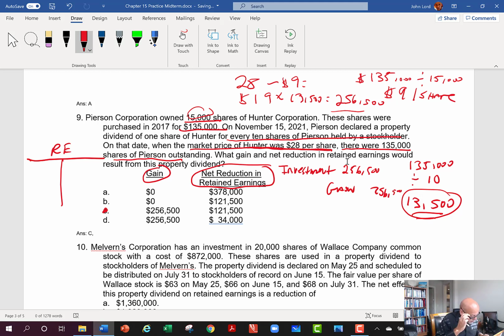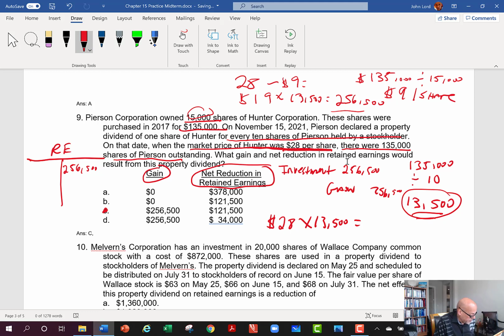Right? Okay, that's going to go into my retained earnings, 256,500. Good. But now I have to decrease the retained earnings by the amount of the dividend, and I'm going to distribute the dividend at what? At the market price for that stock, okay, that I'm now distributing as a dividend. It's not my stock. This is the stock that I bought. So $28 per share times what? Times the 13.5 shares of this investment that I'm now distributing.